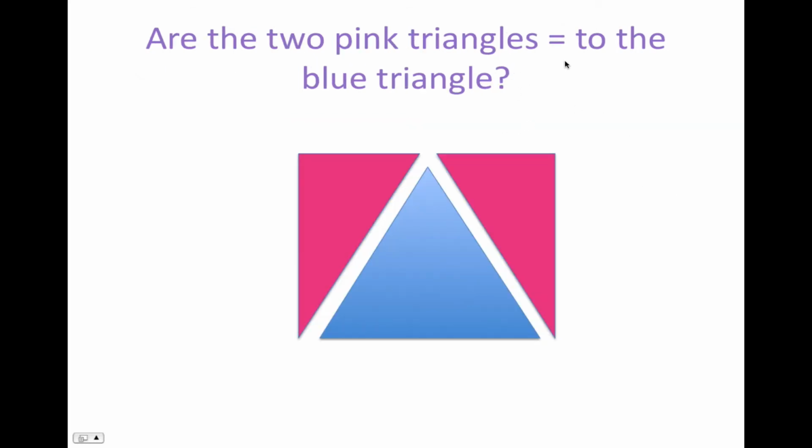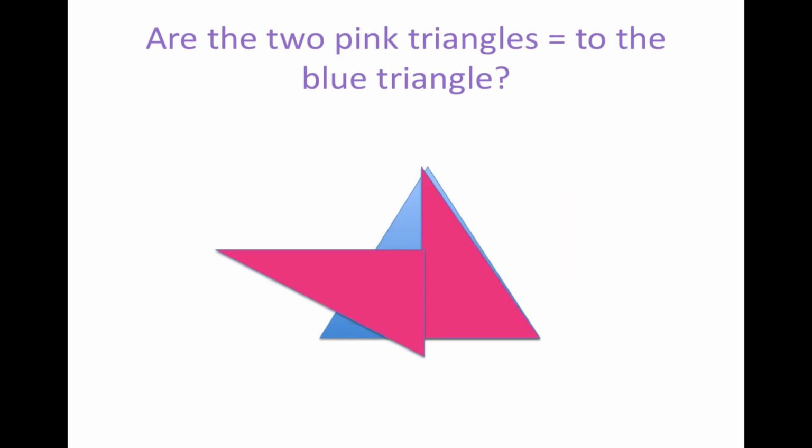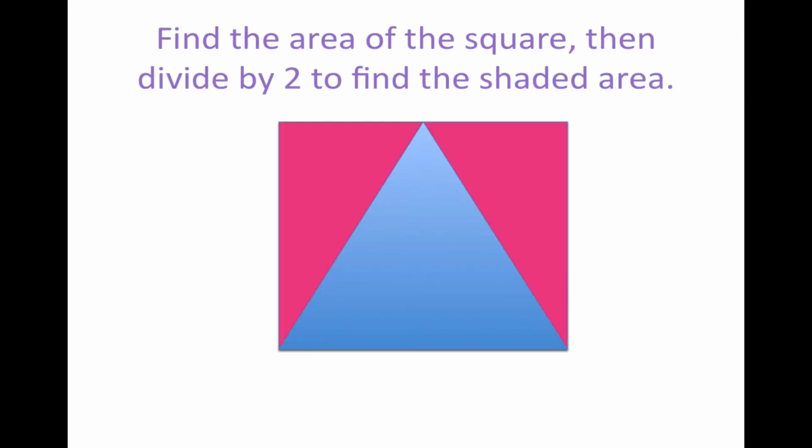Once you do that, I want you to try to figure out if the pink triangles are equal in size or area to the blue triangle. See if you can manipulate those pink triangles around. Let's see. Okay, there goes that one. And whoop, like that. So we know that the blue big triangle is equal to those two smaller pink ones. I just want you to keep that in mind.